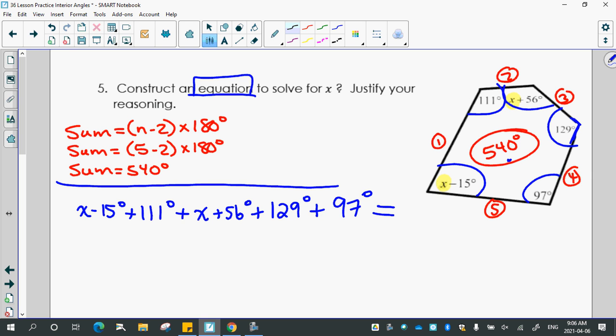540 degrees? Yes? So if I add all of those angles together, they should add up to 540 degrees. Does everyone see that? It is 56, I didn't need it to look like a 5. Okay, so if that's my equation, if I add up all those angles and they add up to 540, how can I now solve that equation?